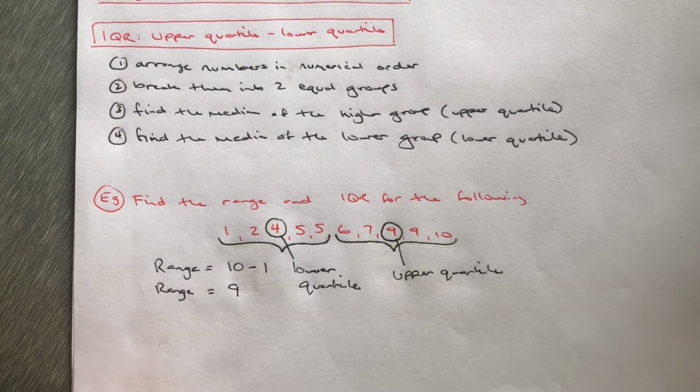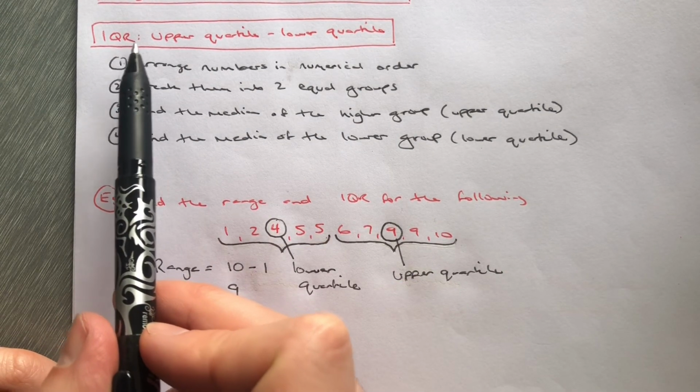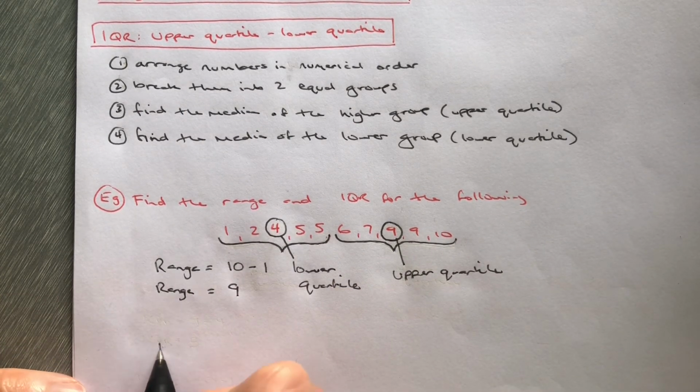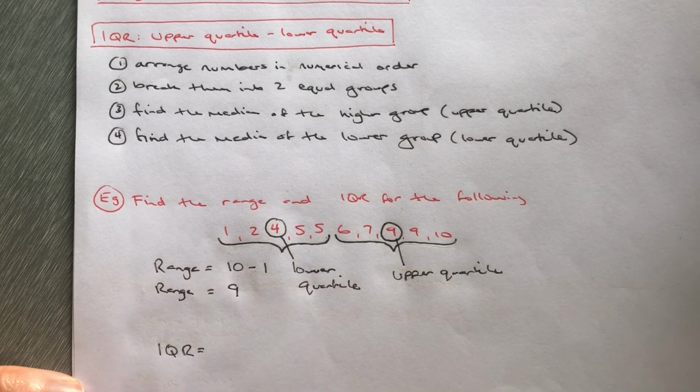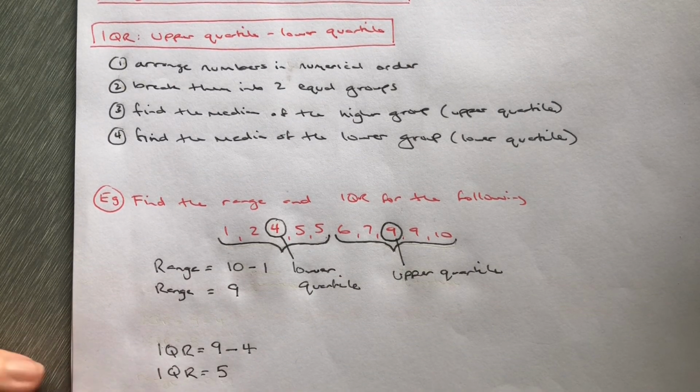Now, what we need to do is use our formula. So our IQR, interquartile range, is the upper quartile minus the lower quartile. So IQR equals the upper quartile, that was 9, minus the lower quartile, which is 4. So our interquartile range is 5. That's the sort of thing you guys are going to be doing as part of those questions. So have a go at those ones and let me know if you need a hand.